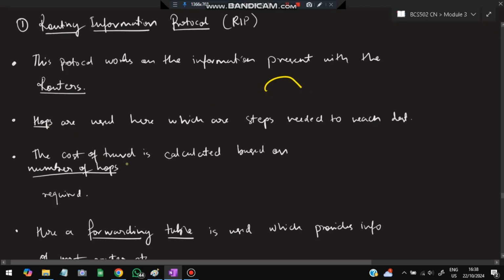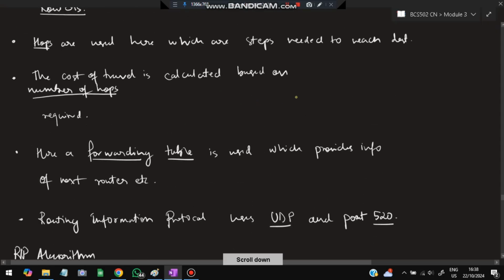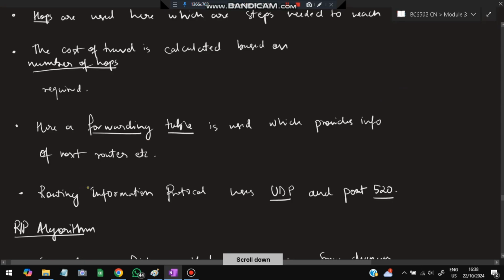Okay, and the cost of travel is calculated based on the least number of hops required. The path with more hops, we will ignore, and we'll consider the one which is the least cost, means the least number of hops are present. Okay, and to put all this data into a table, we'll be using a forwarding table. And the routing information protocol uses UDP, user datagram protocol. It is not secure but faster, and we use the port 520.